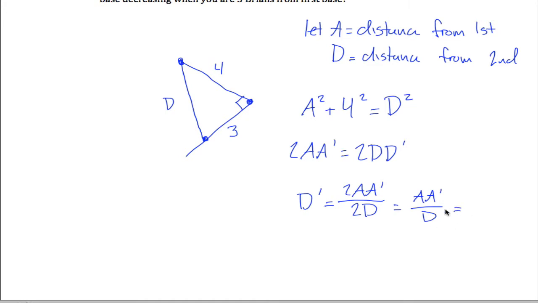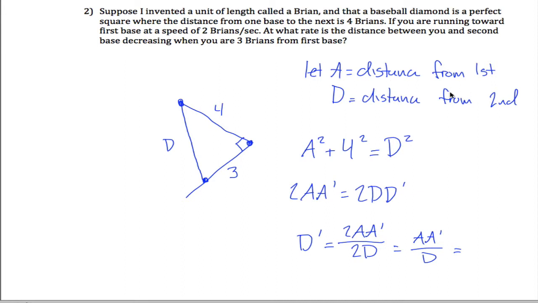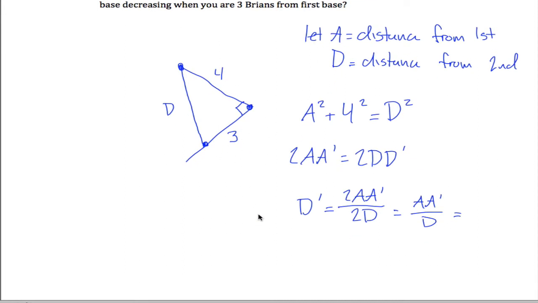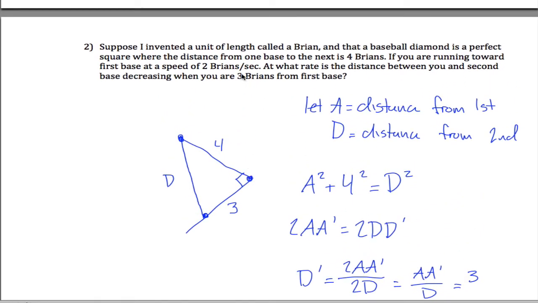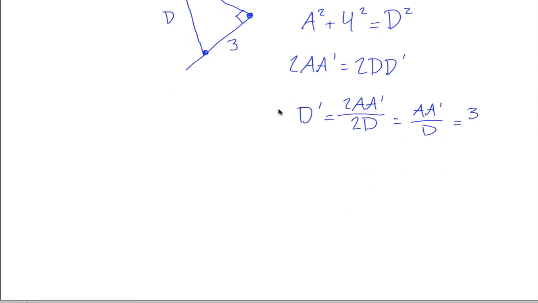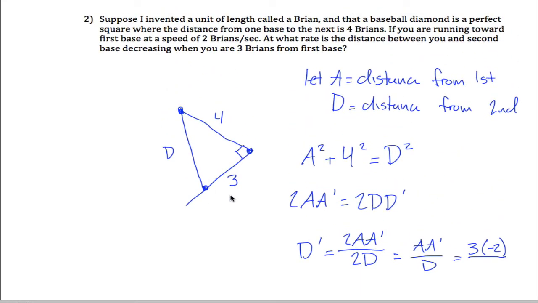So all we got to do is figure out what A is, what D is, and what A prime is. A is my distance from first. So the distance from first at this point that I'm talking about is 3. A prime is the change in my distance from first. The change in my distance from first is -2. The speed I'm running towards first base, it's getting smaller, so it's a negative. And D would be my distance from second at this point that I'm talking about. So at this point that I'm talking about, I'm 3 away from first. I have this 3, 4, 5 right triangle. D is equal to 5.